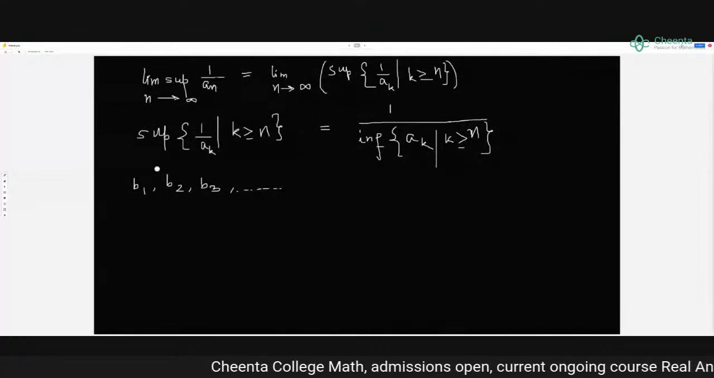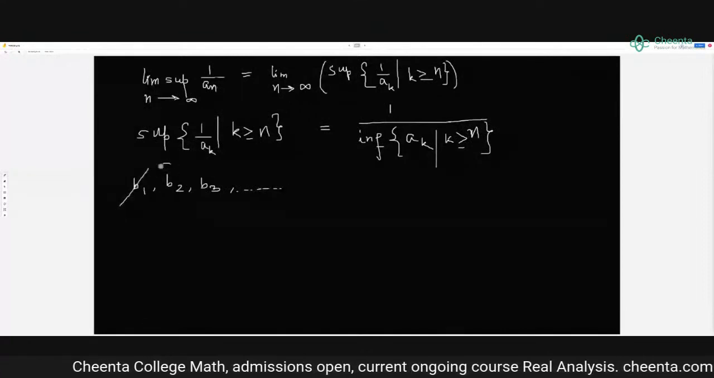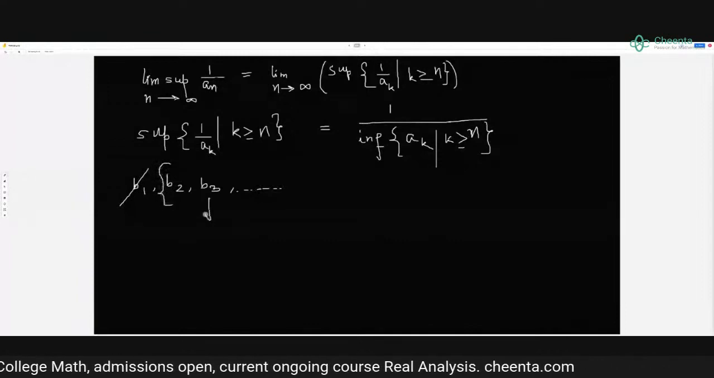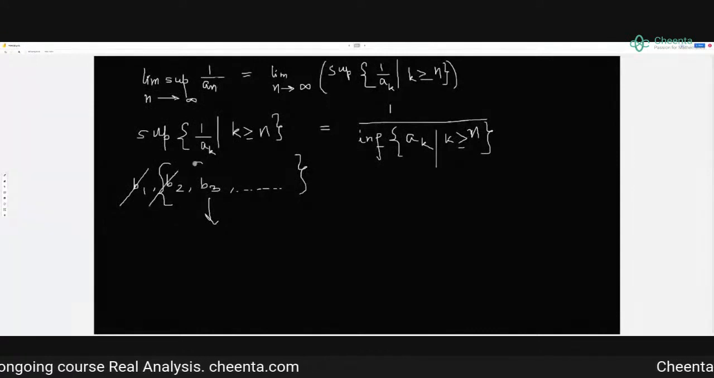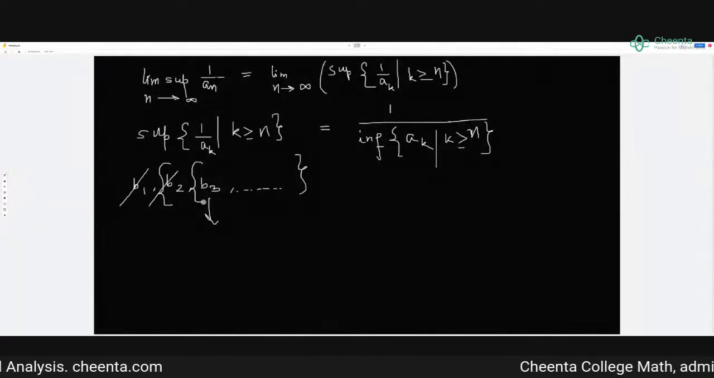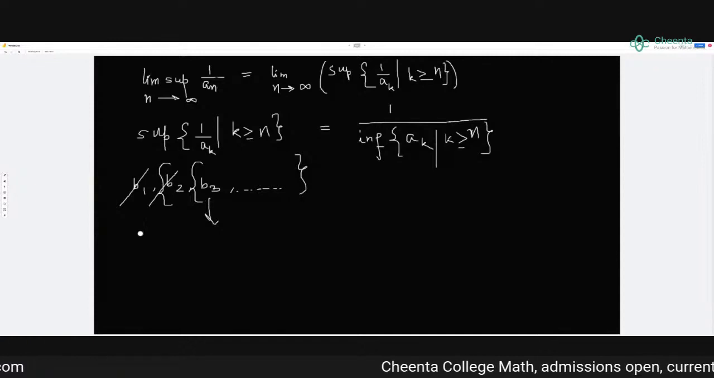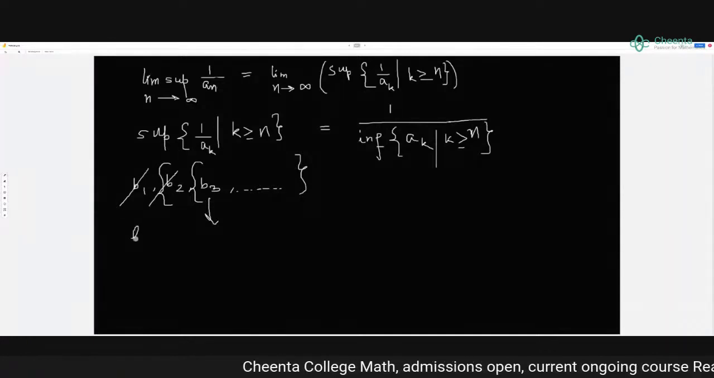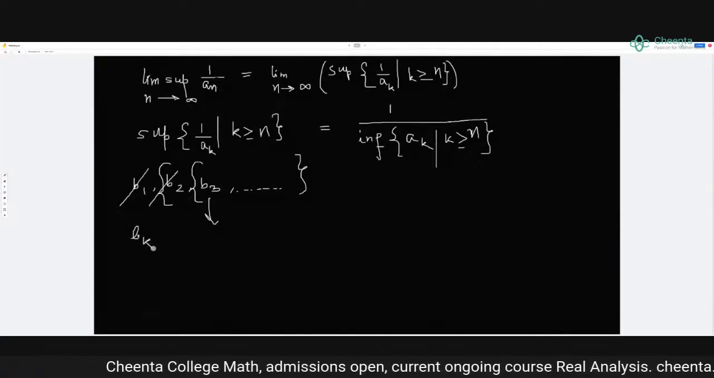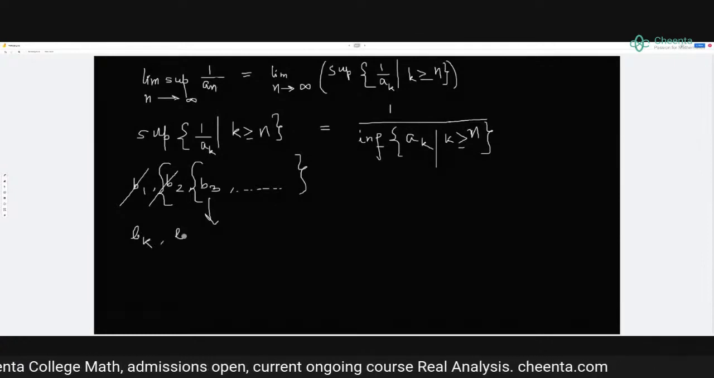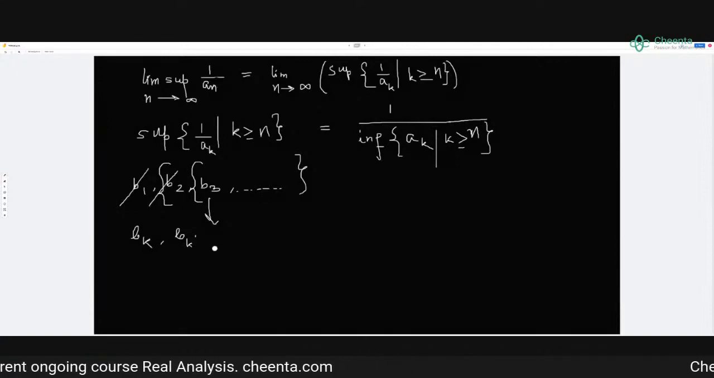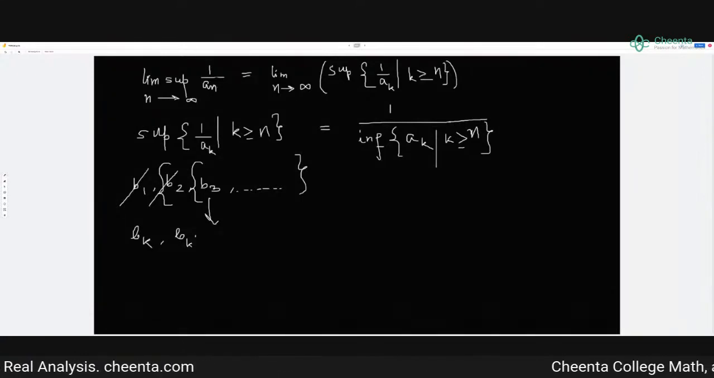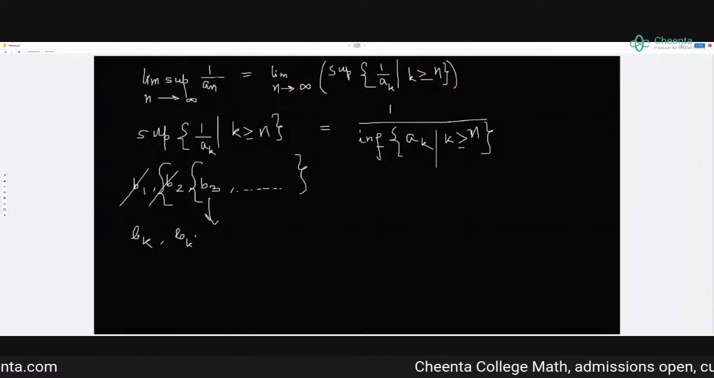First you omit b1 and see what the supremum of the rest of the sequence is. Then you omit b2 and see what the supremum of that is, and that is how you get a sequence of supremums. Let's say for this one some bk, for the next one some bk prime, and so on. Then as n tends to infinity, you get the limit supremum. The same thing happens for limit infimum as well.